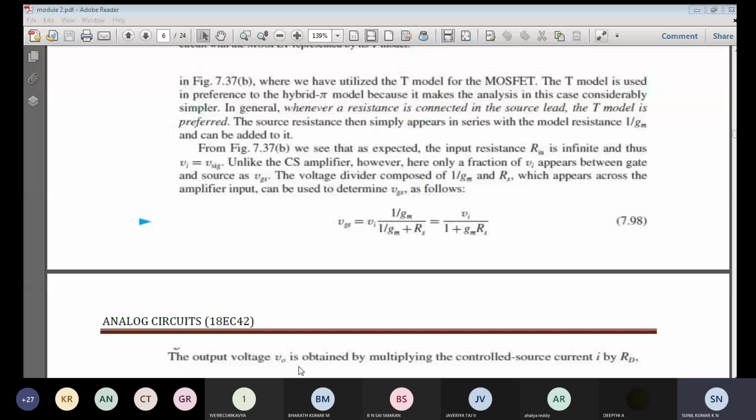So common source and common source with source resistance: the gain is going to reduce by a factor of 1 plus gm into rs. So when the resistance rs is present, the gain value is going to reduce. That is the important thing you should think about. But the bandwidth is going to increase, because the resistance rs acts like a negative feedback action. Because of that, the gain value is going to reduce, and the bandwidth is going to increase by the same factor, 1 plus gm times rs.